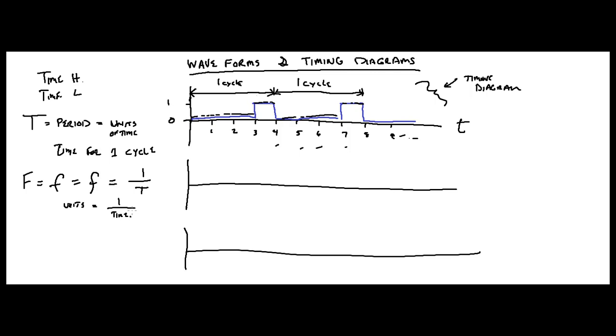So usually this is referred to as cycles per second. Okay? And this is also called hertz. Units of hertz are cycles per second. Okay? So hertz equals cycles per second. Alright? Got that?